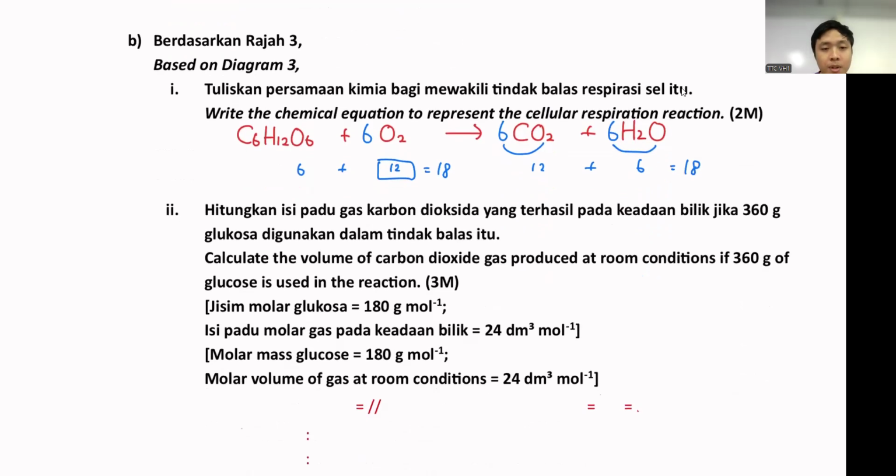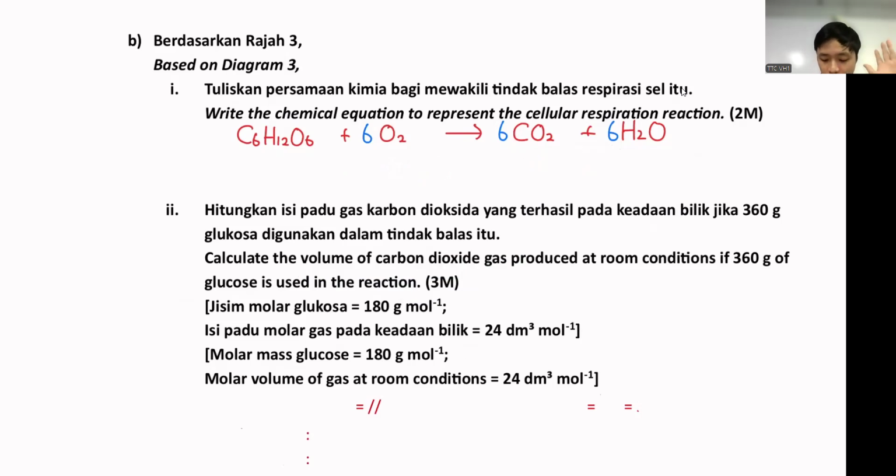Then the second part, calculate the volume of carbon dioxide gas produced at room conditions if 360 grams of glucose is used in the reaction. Now, this one is the typical stoichiometric calculation, normally always 3 marks. The first step, find the number of moles. Second, do the mole ratio. Third, find the thing that you want to find. Here you want to find the volume of carbon dioxide gas. But normally, you are advised to write down the information given, so that it is easier for you to analyze and find the answer.